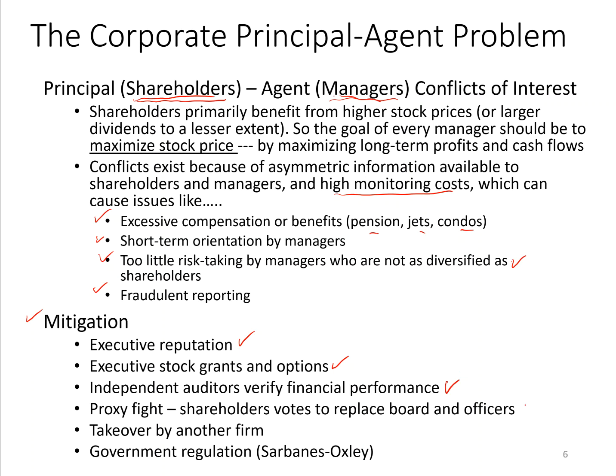You could have a proxy fight, where shareholders vote to replace the board and all its officers if you feel like they're not behaving. You could have a takeover by another firm. So ultimately, if the company is doing too poorly and the managers are doing a terrible job, it could just be taken over by another investor group. And also you have government regulation, like Sarbanes-Oxley. It tries to get managers to do the right thing.